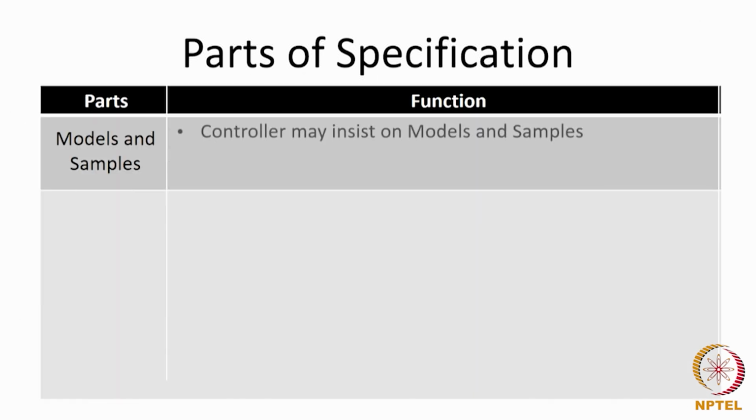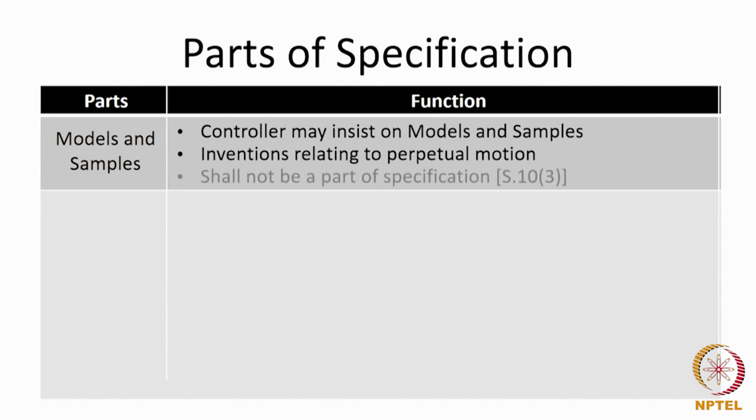Models and samples: the controller may insist on models and samples. Models and samples are not mandatory. For inventions relating to perpetual motion, the manual says that if somebody claims an invention for perpetual motion, the patent office may insist on a working model. The models and samples shall not be part of a specification, whereas drawings are considered to be a part of the specification. So, that is a difference between models and samples and drawings.